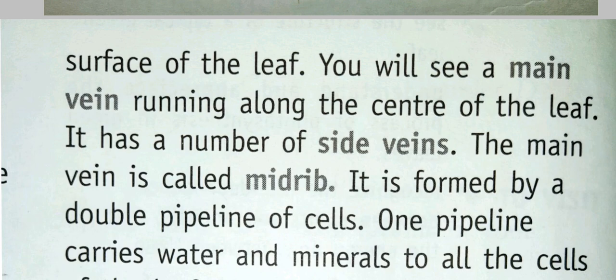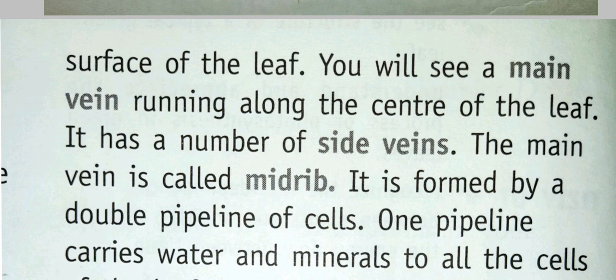So again, the leaf has the main vein running along the center of the leaf. It is called the midrib, and the broad, flat main part of the leaf is known as the lamina or the leaf blade. And there are large numbers of veins spread out from the midrib in all the parts of the leaf.